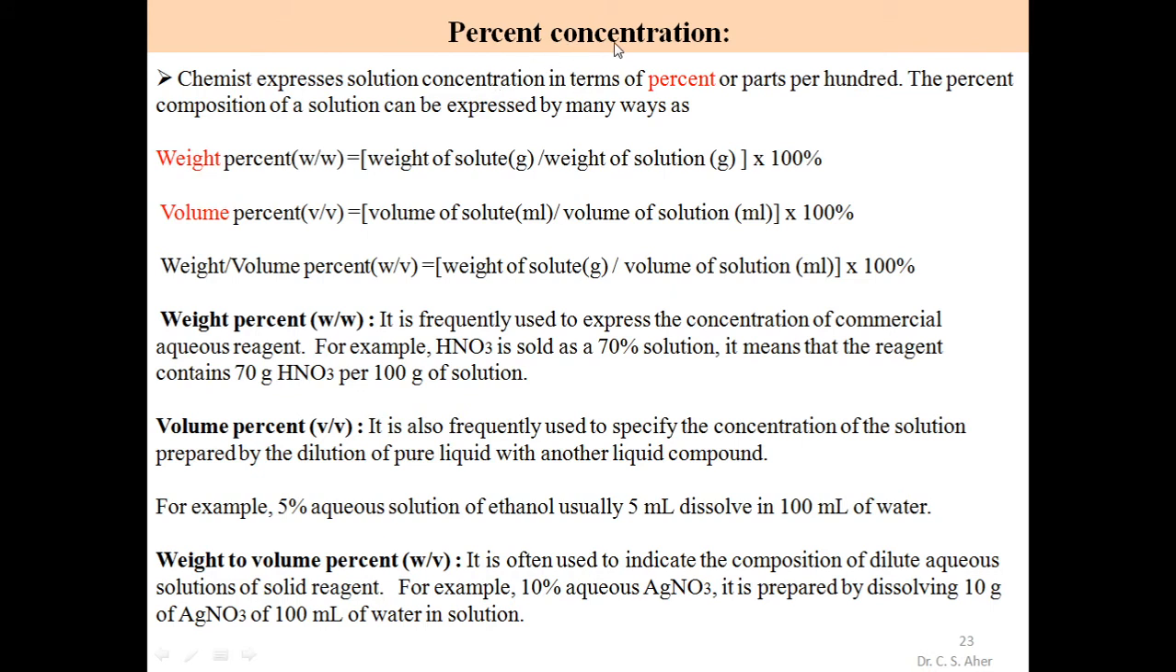Next point is percent concentration. Chemists express solution concentration in terms of percentage, or parts per 100. The percent composition of a solution can be expressed in many ways. Weight percent, that is W by W, is the weight of solute in gram upon weight of solution in gram into 100. This percentage gives weight percentage. What is volume percent? Volume to volume: volume of solute in ml upon volume of solution in ml into 100.